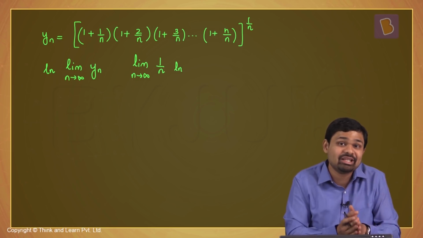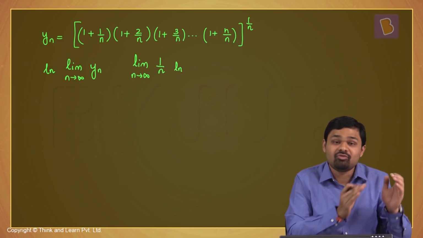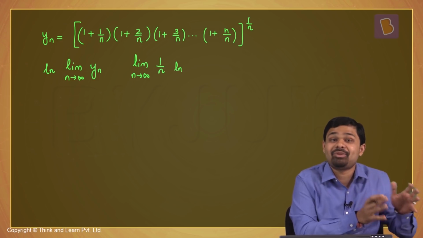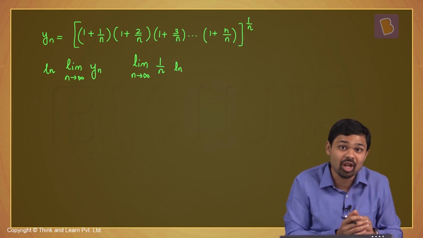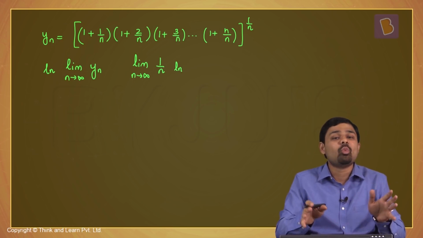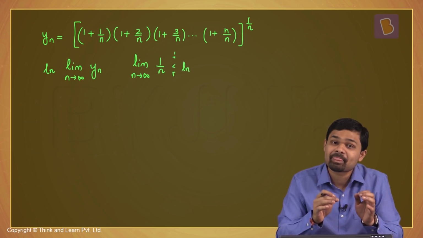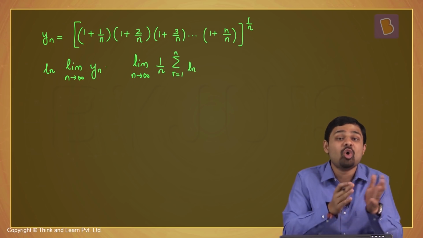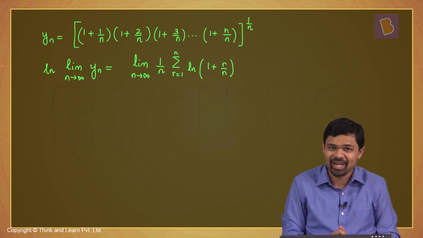So I can then write it as log of 1 plus 1 by n plus the log of 1 plus 2 by n plus the log of 1 plus 3 by n and so on, which can be rewritten in a very short way as a summation series, which is nothing but sum of r going from 1 to n of the log of 1 plus r by n.